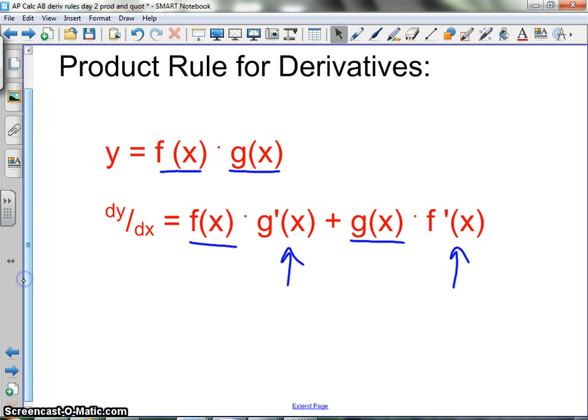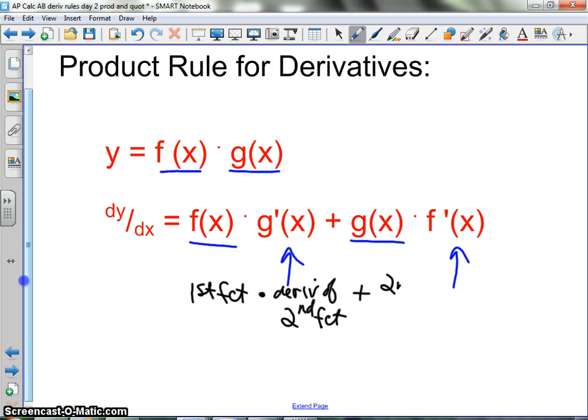Sometimes I like to think of this as my first function, f, multiplied by the derivative of the second function, g, and then add on the second function, g, and multiply that by the derivative of the first function, f. First times the derivative of the second plus second times the derivative of the first.